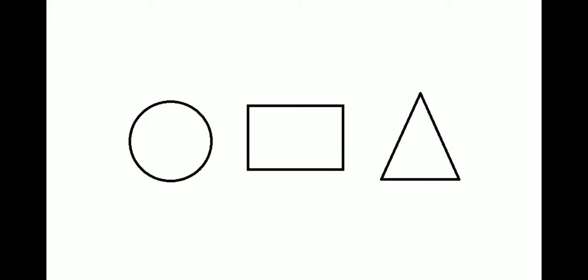Hello class 6. Today we are going to learn about open and closed figures. So you have seen geometrical figures like a circle, a rectangle and a triangle. All these figures are enclosed by continuous curves or continuous lines. Okay, they are continuous and there is no breakage in between. So these figures are closed. Okay, so they are called closed figures.